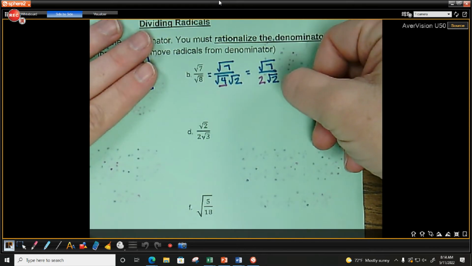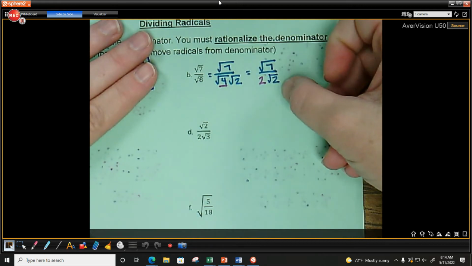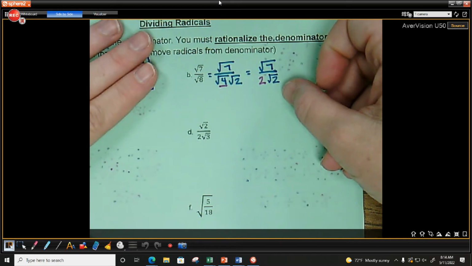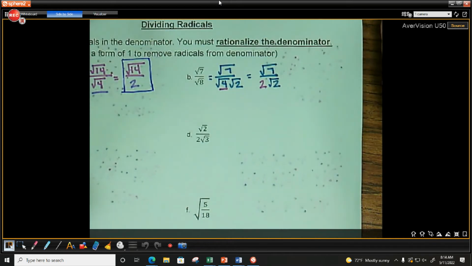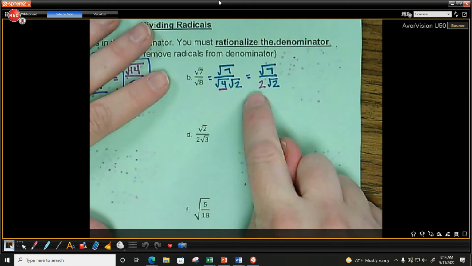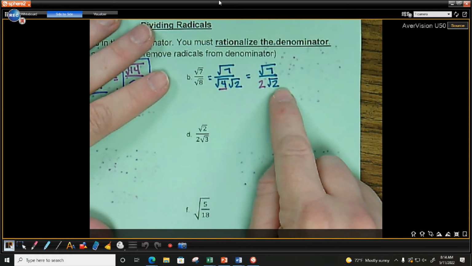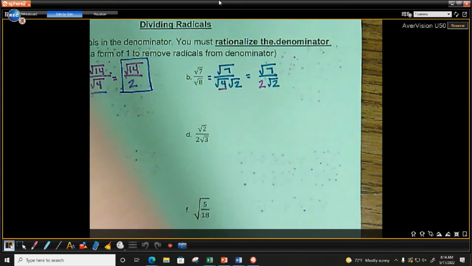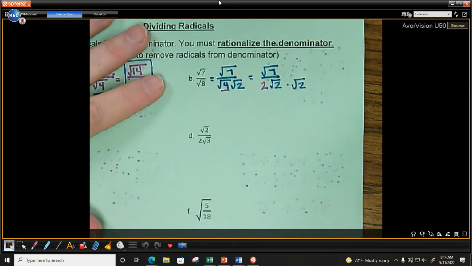Nope. Is this an acceptable answer? No. No, why not? What is the radical? Root 2. I'm not going to multiply by the whole denominator. I'm allowed to have this 2 out in front in the denominator, right? I'm just not allowed to have the radical. So what I'm going to do is I'm going to multiply by root 2. But if I do that in the denominator, I have to in the numerator.